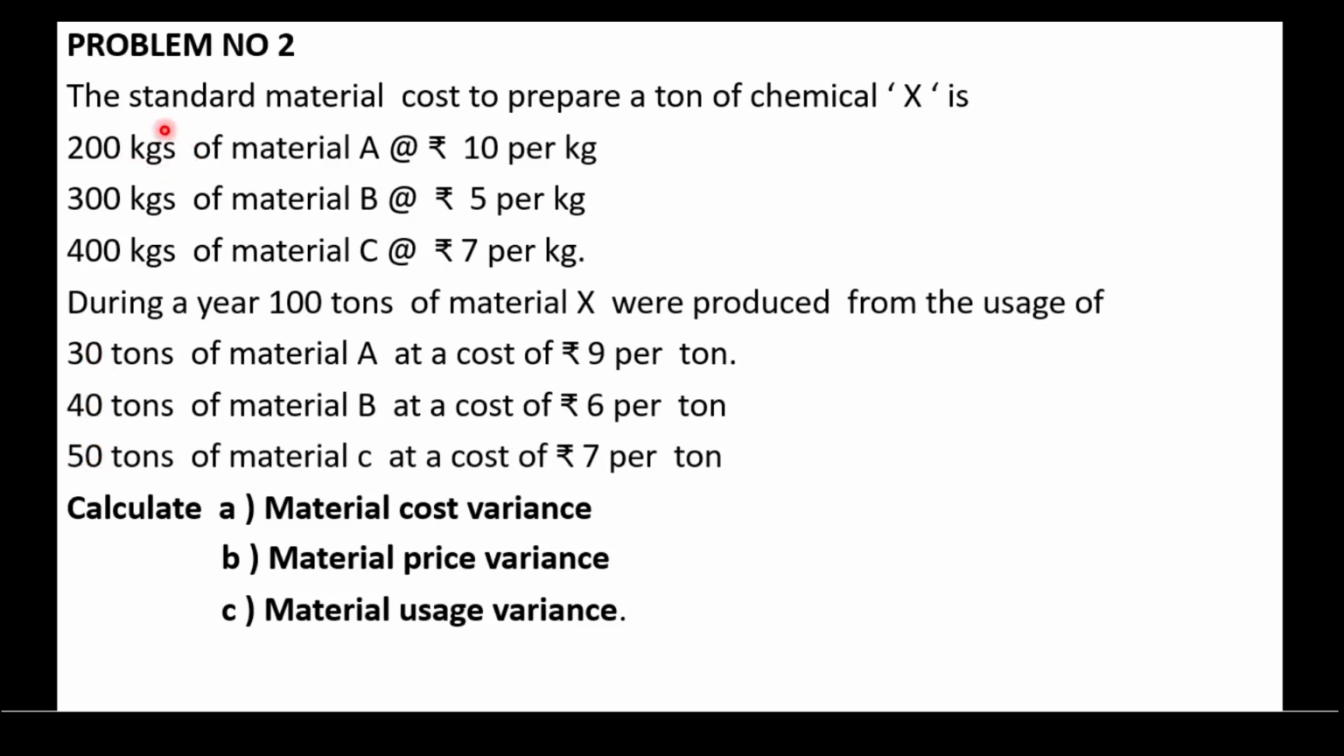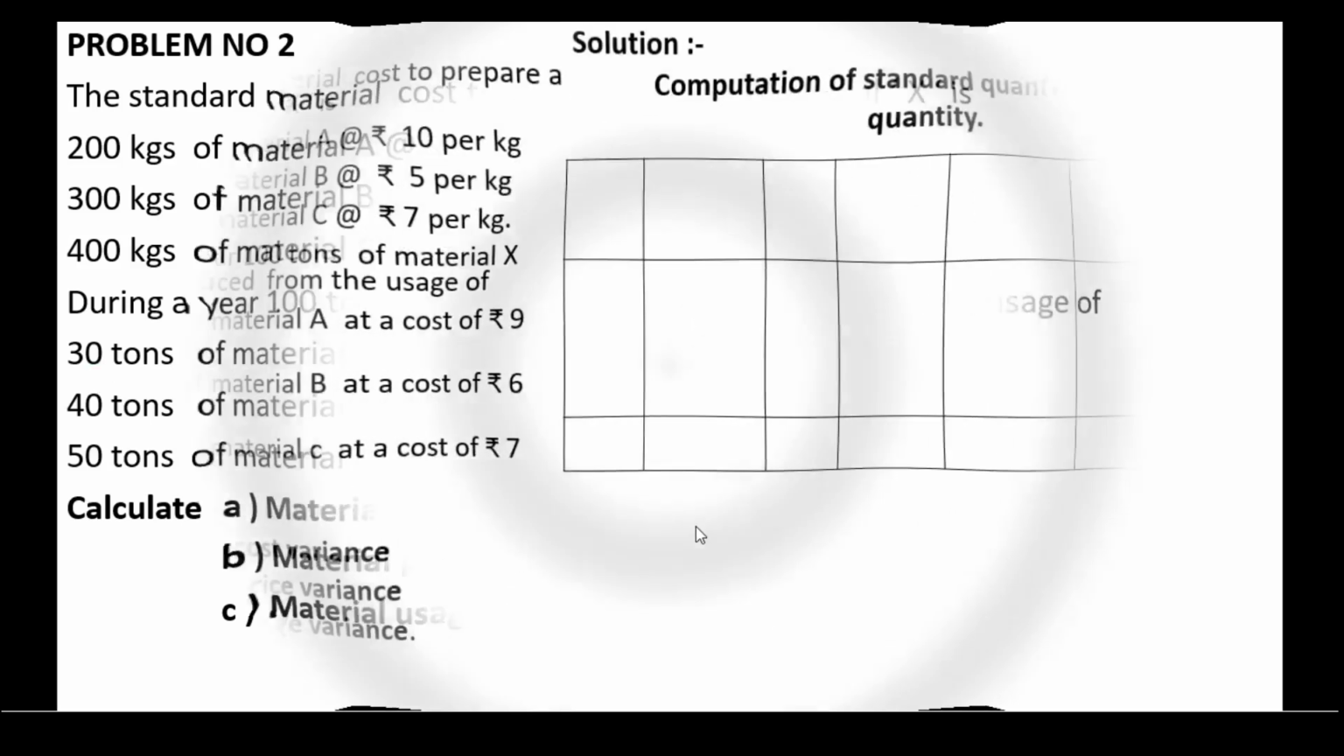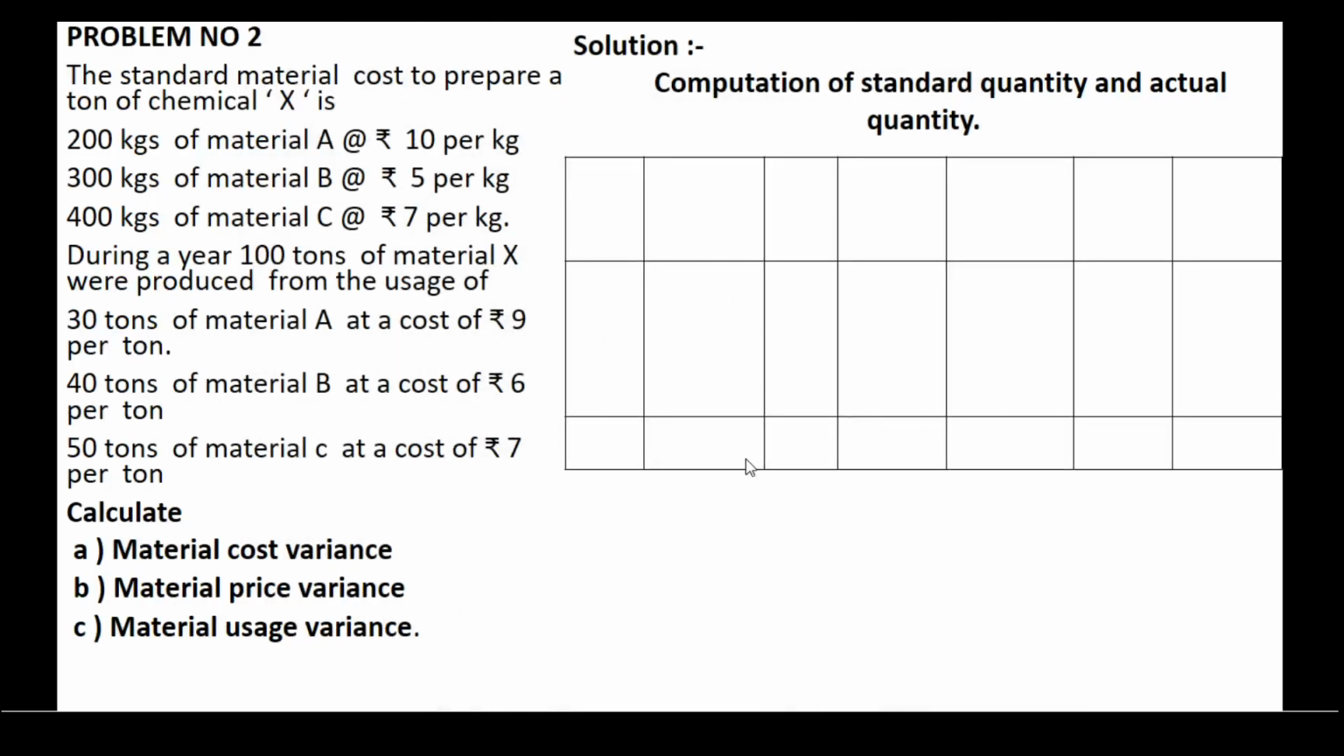So here they are mentioned as kgs and here they prepared a ton. Okay, so that's why it is multiplied with the 100. And here there is 30 tons, here they have produced 100 tons, so it is multiplied with the 1000 kgs. Okay, so let's see how to solve this problem. So first we calculate the standard quantity and actual quantity. Materials, standard quantity, standard rate and standard amount.